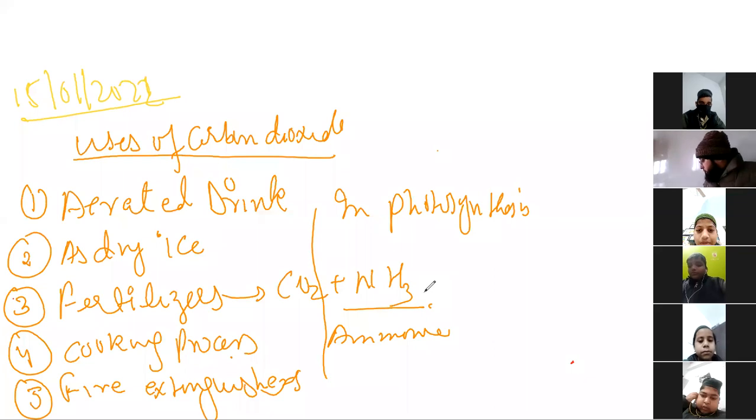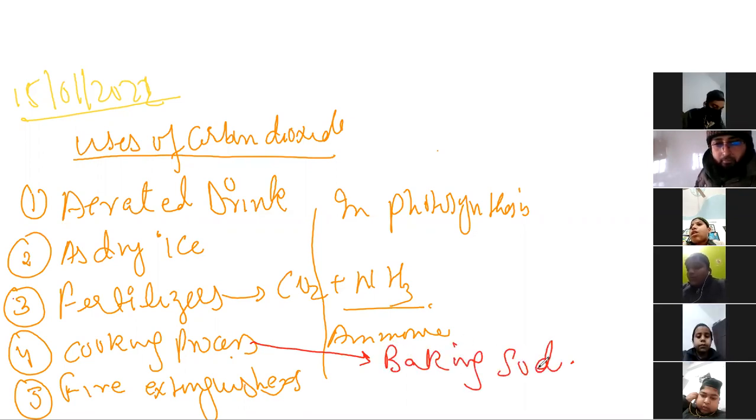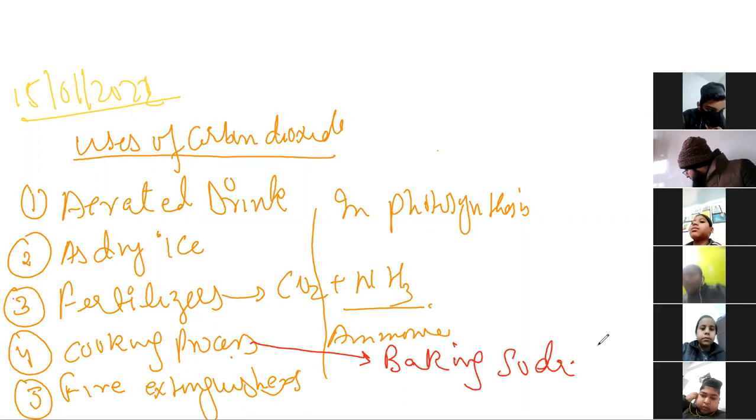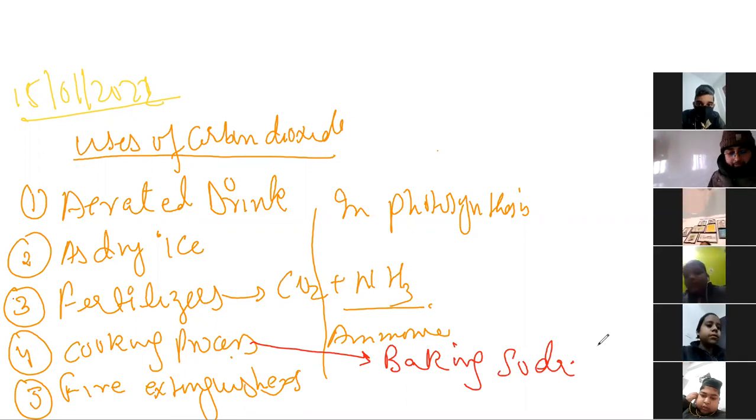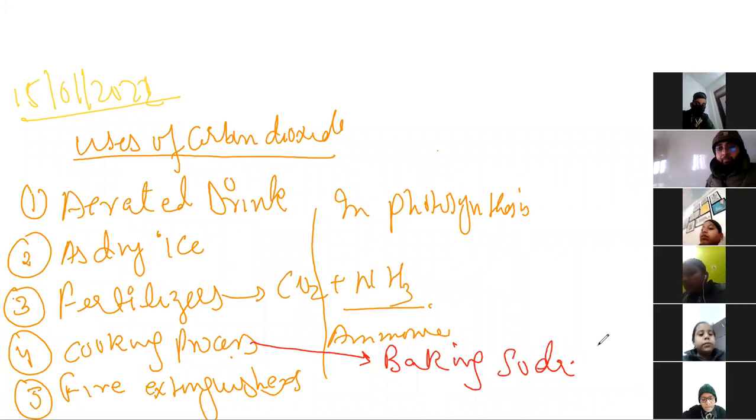And in the cooking process, you all know that. Tell me about the cooking process also, in manufacturing baking soda. Sir, can you tell me what is tartrate? Hydrogen tartrate. Okay, beta, this is a chemical which is used for making baking powder.